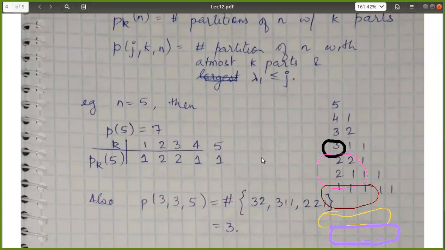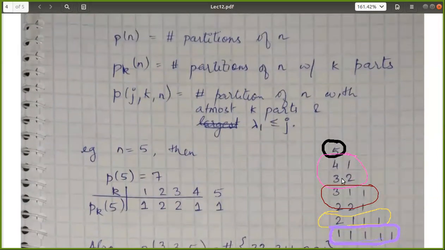So the entire drawing got messed up. At most 3 parts, which means you will be looking at partitions from here till here, correct? And then you are saying partitions whose first element is at most 3, which means this, this, and this, correct? Because your first element is 4, which is higher. First element is 5, which is also higher. So there are 3 such possibilities. Fine.